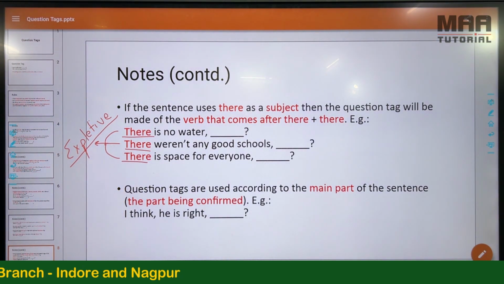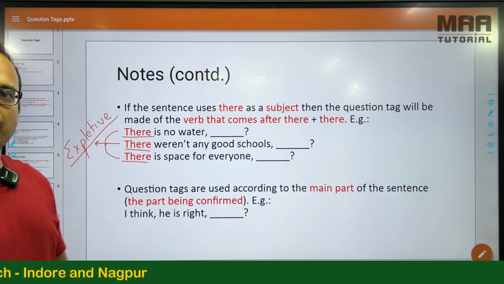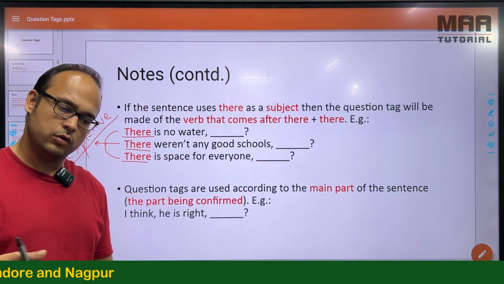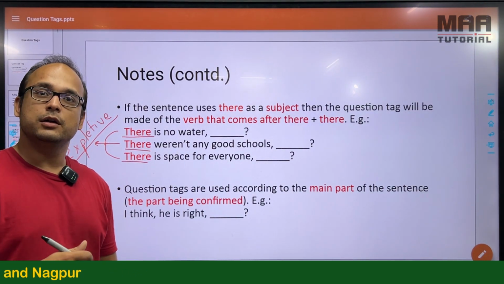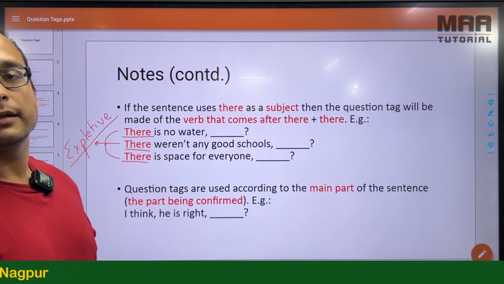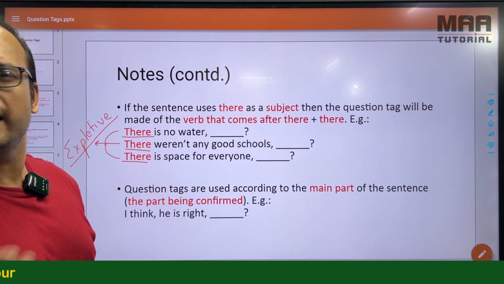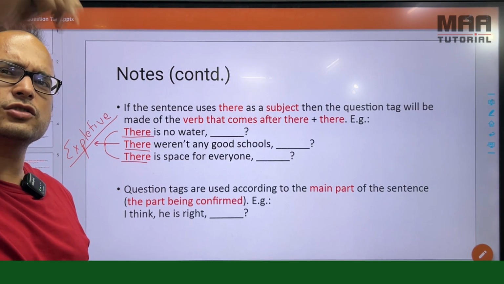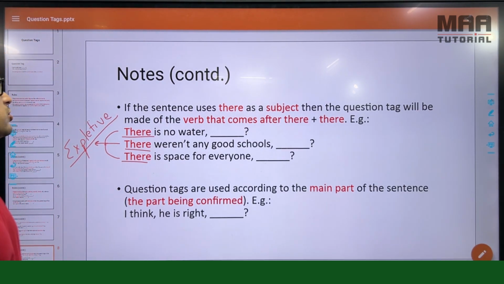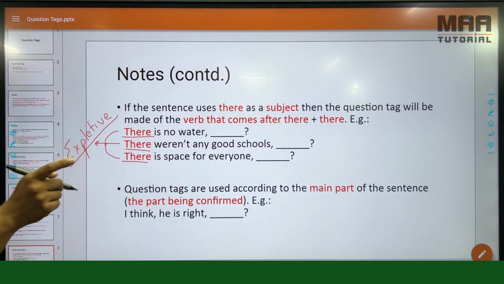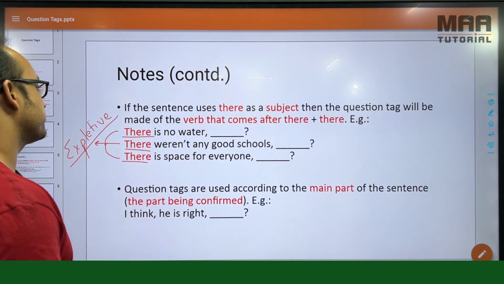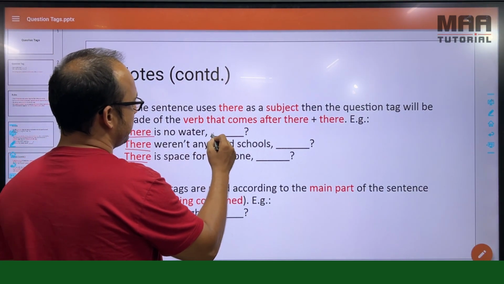For example, there is no water. Where? Here, where we are. Right now, water is not available here. That is why we are saying there is no water. There. Where there? There is no water. Even there, the first there becomes the subject. There is no water. Again, there is the expletive. So there is no water. Is there?